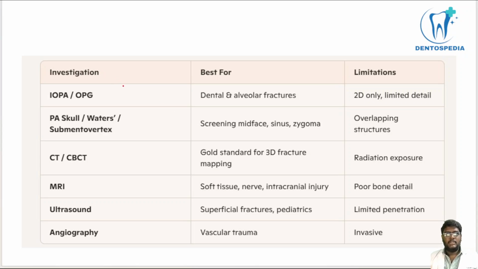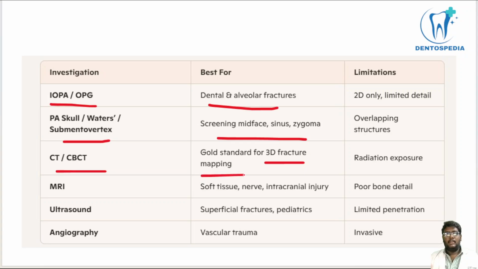So this is a table listing the investigations and their best usage. Okay, for dentoalveolar fractures we can use IOPA or OPG. Okay, and for screening midface, sinus and zygoma fractures we can use posteroanterior skull views or Waters projections, submentovertex projections, and CBCT and CT are the gold standard for assessing fractures because they provide 3D images. Okay, and we use MRI for soft tissue contrast and also for nerve injuries.